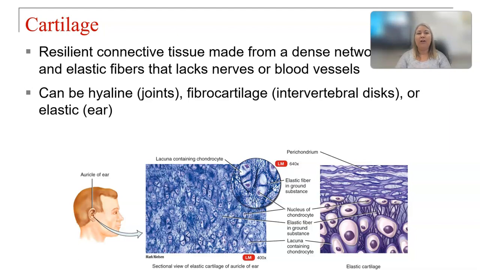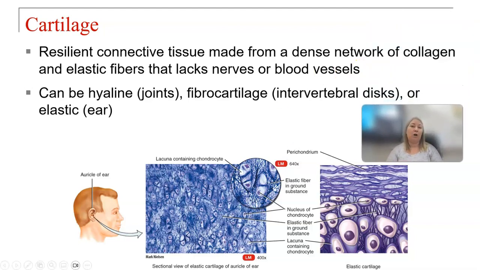Our next type of tissue is a little more specific. It's called cartilage. This is a really resilient connective tissue. It's very strong and it resists stretching and compression. It's found at the ends of your long bones as part of those joint capsules. You also have fibrocartilage in your intervertebral discs.